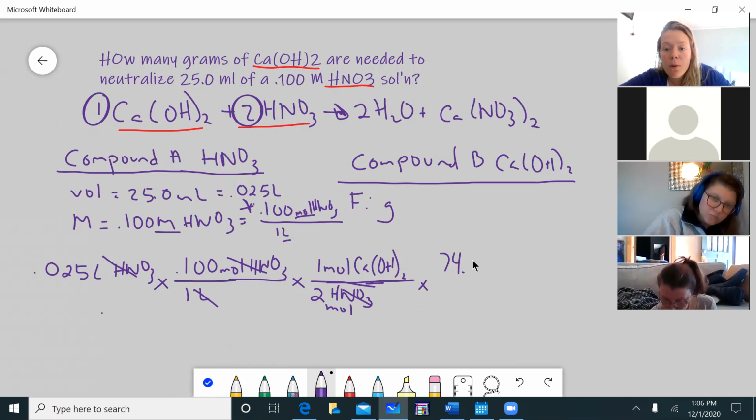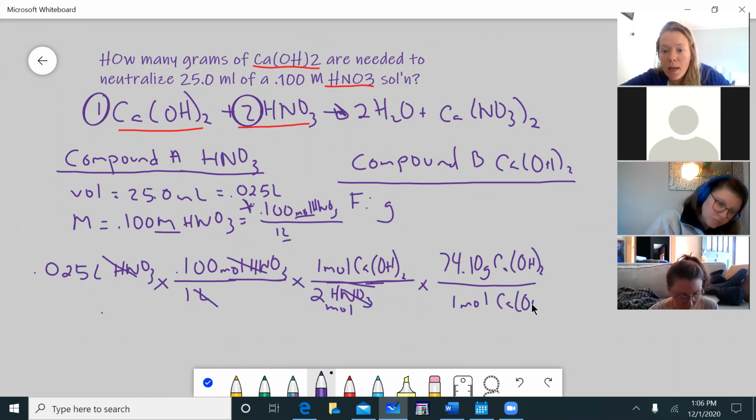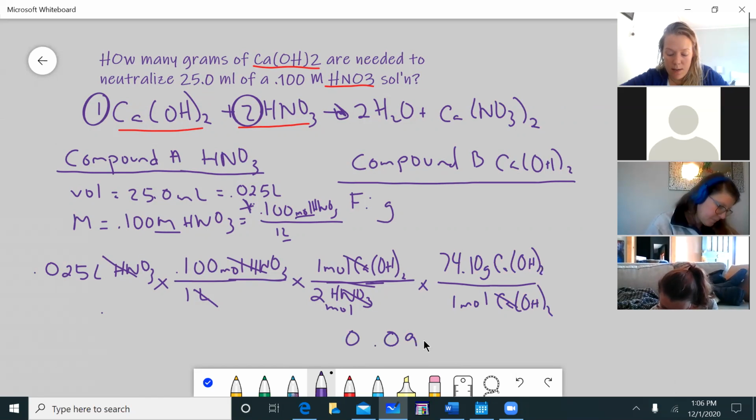So 74.10 grams of CaOH2 for every 1 mole of the CaOH2. And the moles will cancel there. So now we're left with just the unit of gram, which was the desired unit. We plug it into our calculator and everything should cancel out, except for that gram. Let's see, we get 0.0926 grams of CaOH2.